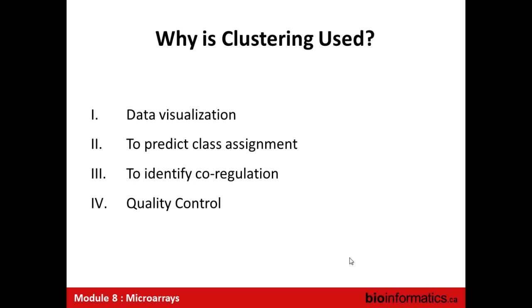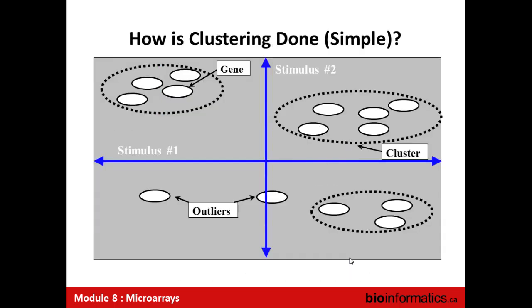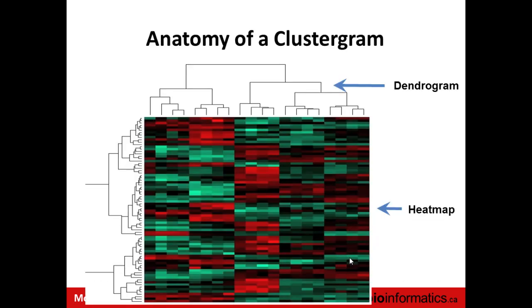A second good reason is to predict class assignment, which I'll talk about in a second, or to identify co-regulation. Those are genes that tend to move together. The last reason is to do quality control. In early microarray studies, people would run all of the arrays that the center had done, see patterns, a series of arrays that would look very similar to one another. And they'd go, ah, we have discovered some types of cancer.